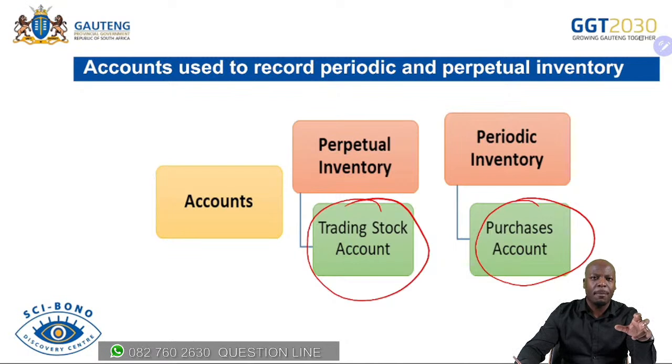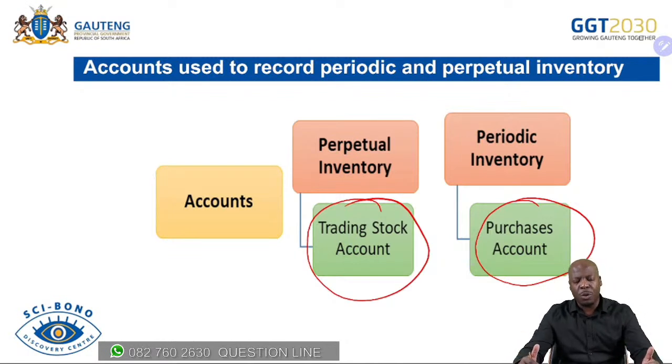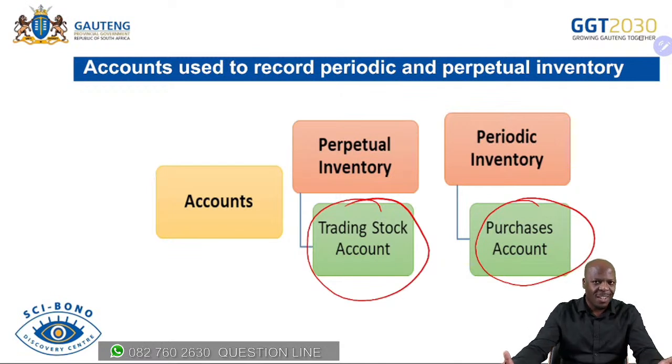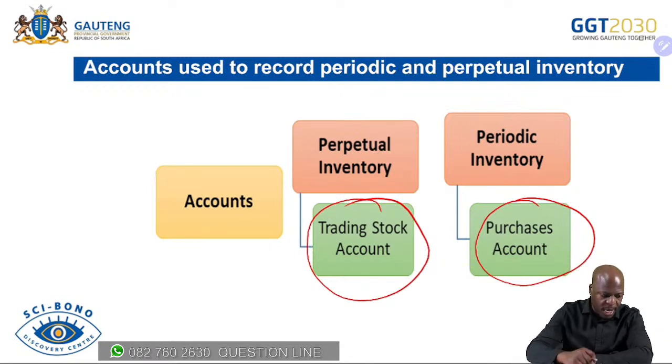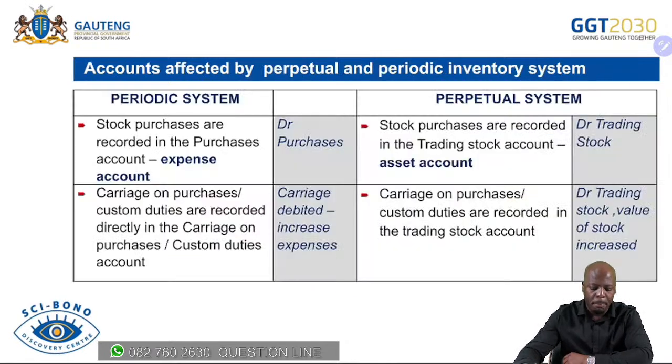So we have two accounts here. This is what I want you to do. Whenever you think perpetual, think trading stock. Whenever you think periodic inventory system, think purchases account. Okay? Let's do it again. Whenever you think perpetual inventory system, think trading stock. Whenever you think periodic inventory system, yes, please think of your purchases account. Let us now see the accounts that are affected by both the perpetual as well as the periodic inventory system. Remember, there has to be accounts that will be affected.